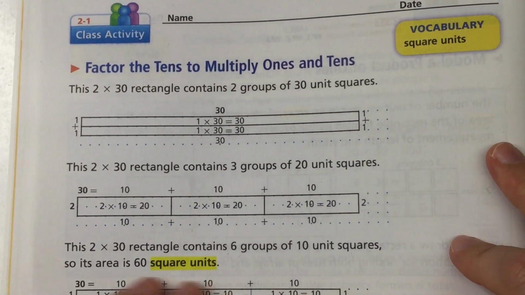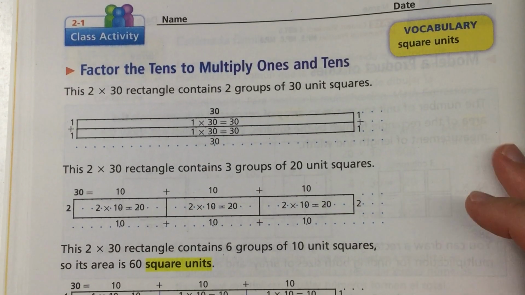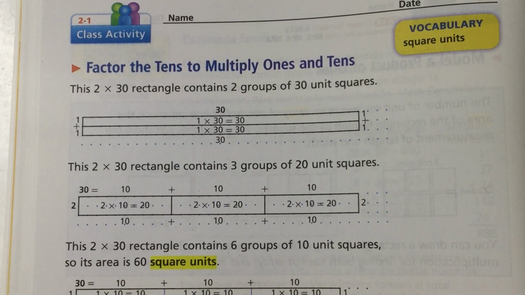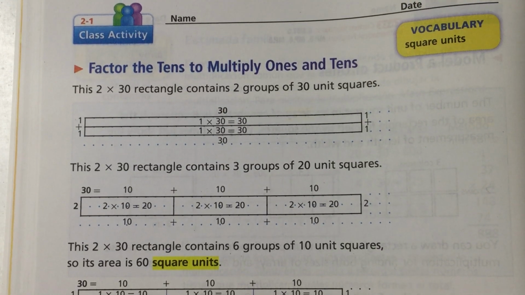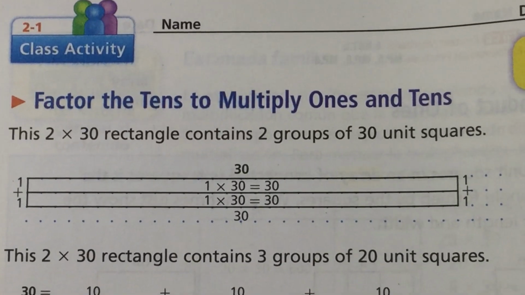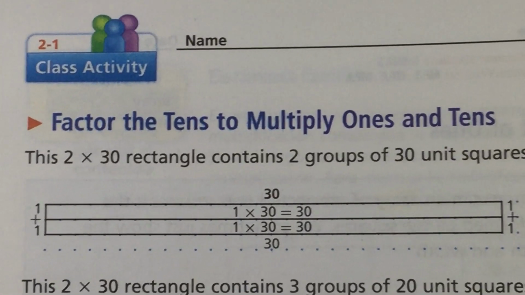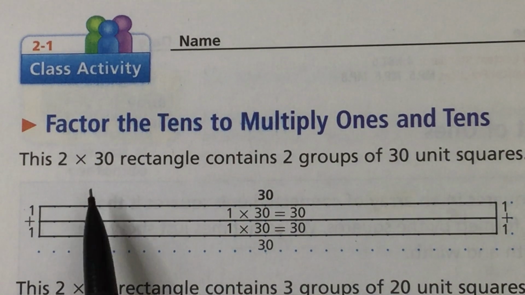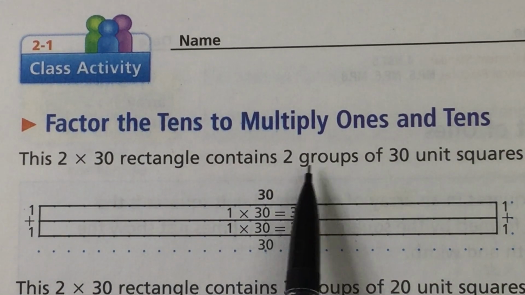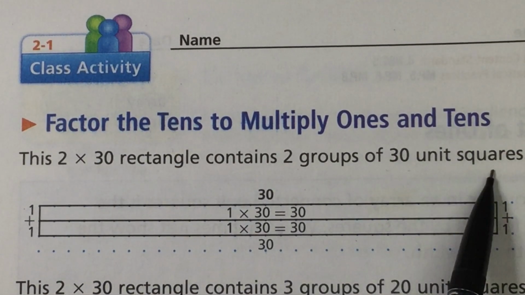Okay, so for the next page, page 46, we're starting to look at those same arrays, those very simple arrays, but now they're getting a little more complicated because we're using larger numbers. So right away, this is looking like a lot going on, right? Let's zoom into just that first shape. There we go. So it says, this 2 by 30 rectangle contains 2 groups of 30 unit squares.